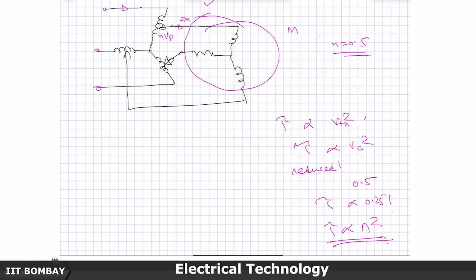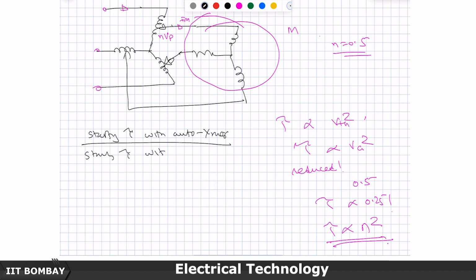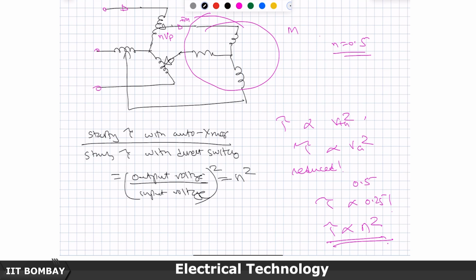So, a statement that I can make is that the starting torque with auto transformer divided by the starting torque with direct switching is going to be the output voltage of the auto transformer divided by the input voltage, which is the supply voltage that you cannot change, squared, which is n squared. This is exactly the point that I made a statement to you just now.